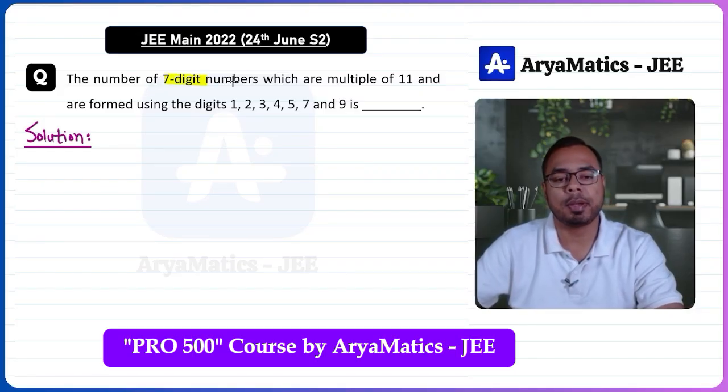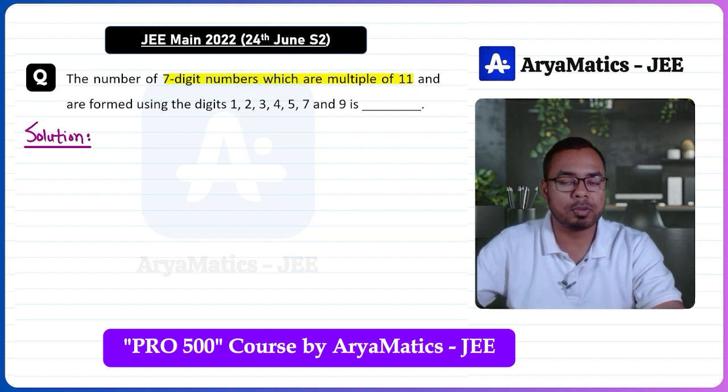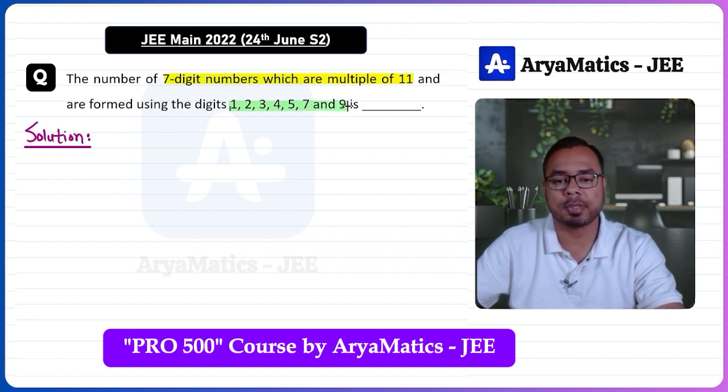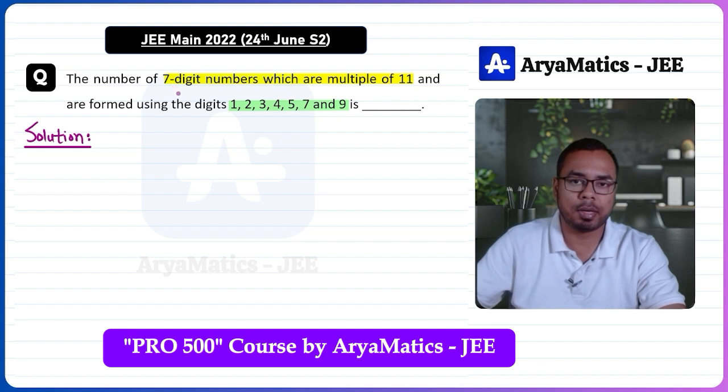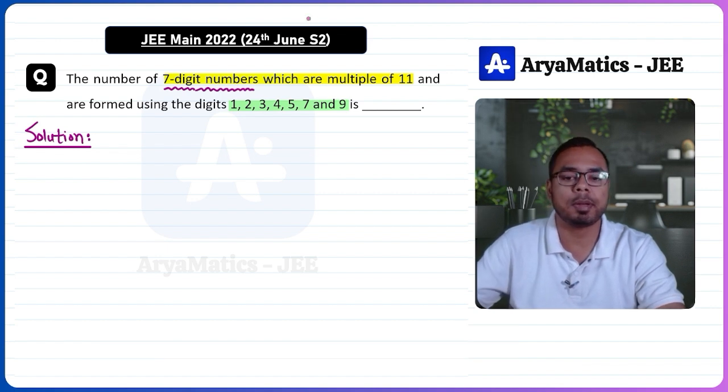Find the number of 7-digit numbers which are multiple of 11 and are formed using these 7 digits 1, 2, 3, 4, 5, 7 and 9. Now this is a very interesting problem, and in recent years in JEE Main there are a few PYQs where you need the number of numbers which are multiples of 11.